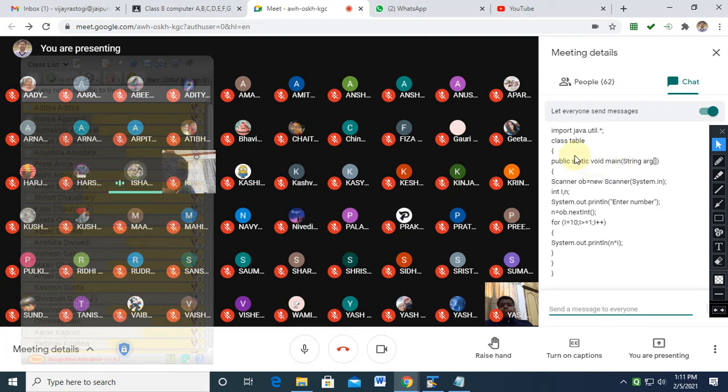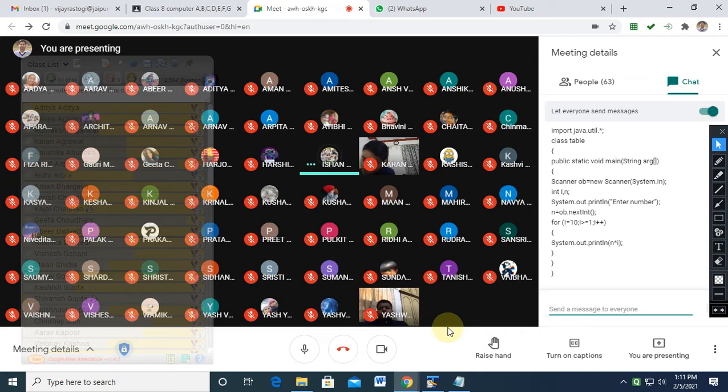Sir, while writing in descending order, we have to write I minus minus. Obviously, because now the loop has to start from the last point. So the starting point must be 10 and the last point must be 1. How do you get to the last point? By subtracting. So in that case we need to do I minus minus. Am I clear, everyone?